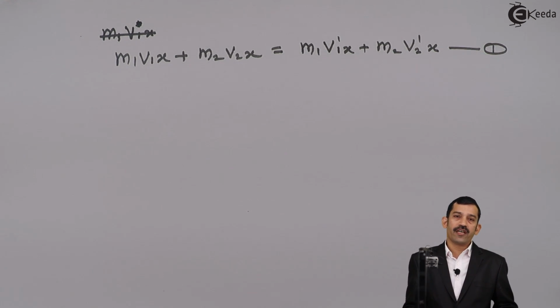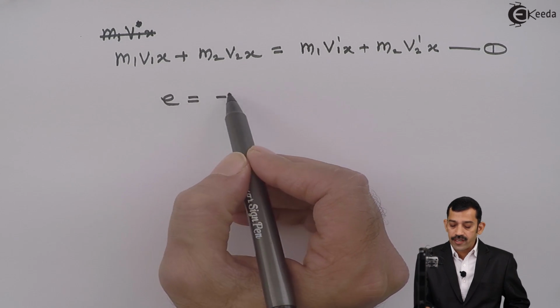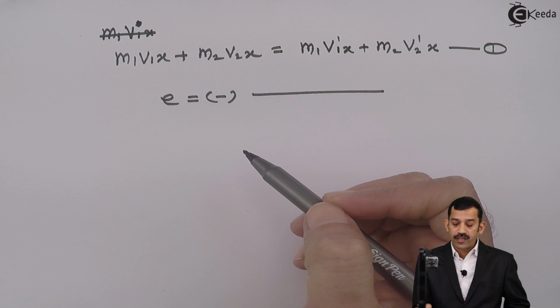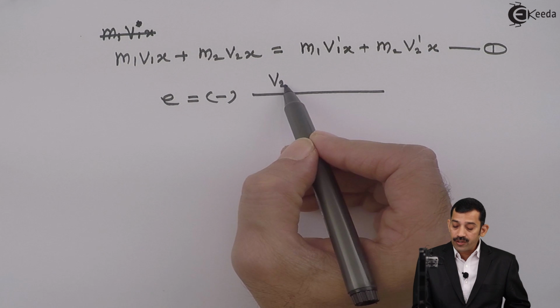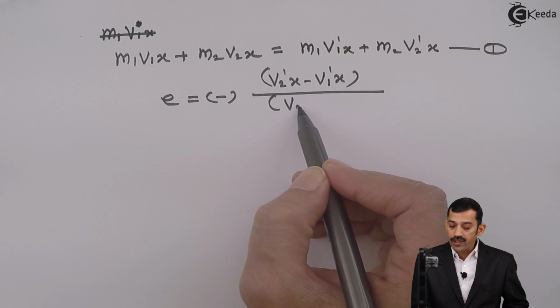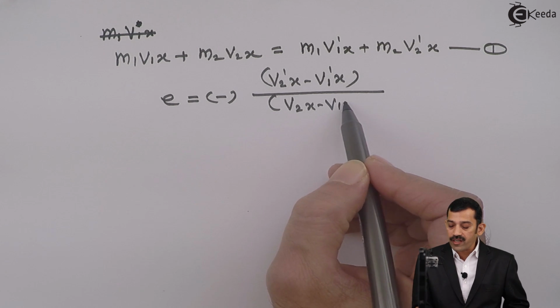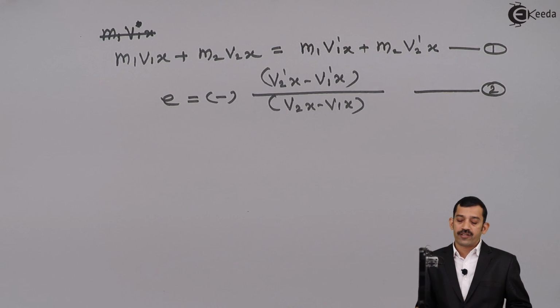Components of velocities which are along the line of impact. The coefficient of restitution equation, if you write it, is minus of... Now in the numerator, initially we had written v2 dash minus v1 dash, but now it becomes v2 dash x minus v1 dash x upon v2x minus v1x. This is the second equation. Now using these two equations, what will we get? The components of velocities just after impact in the horizontal direction. That means solving equations 1 and 2, we will find out v1 dash x and v2 dash x.